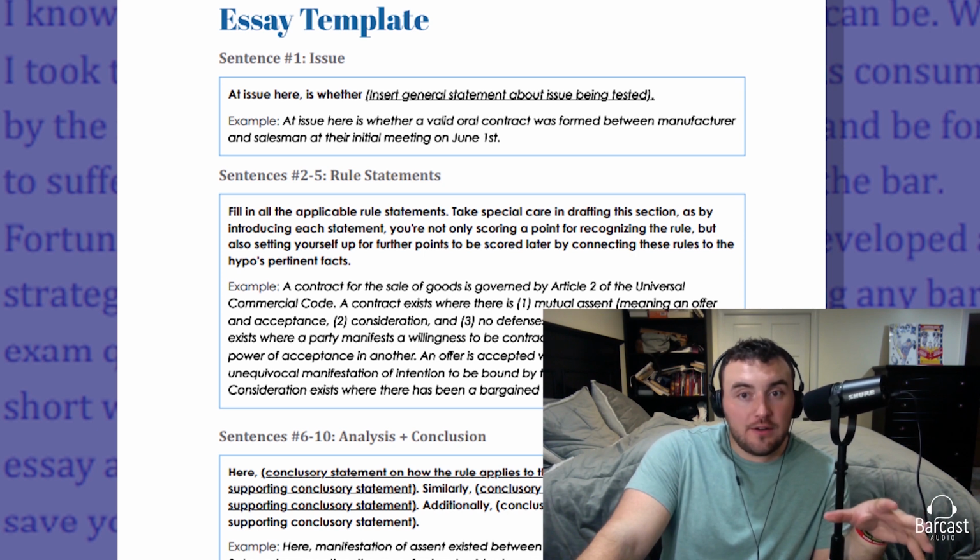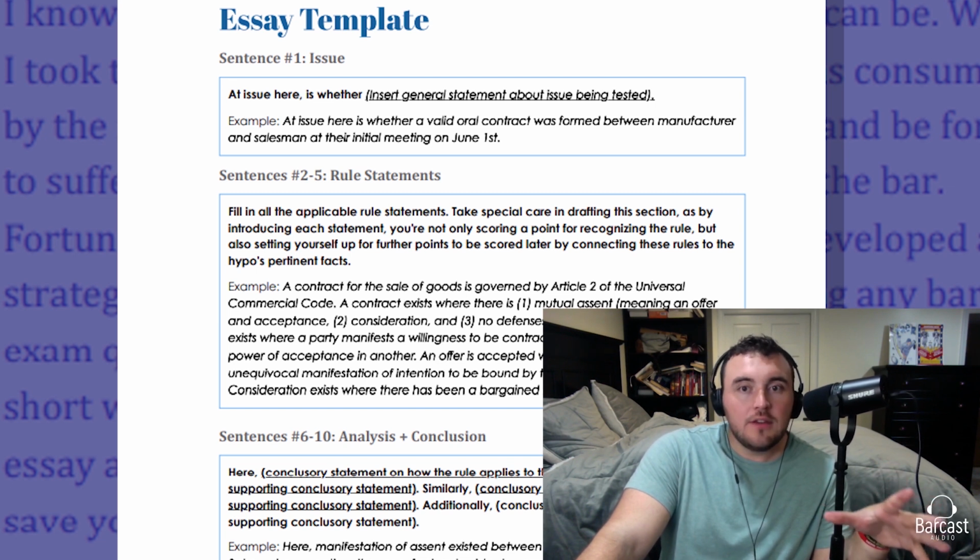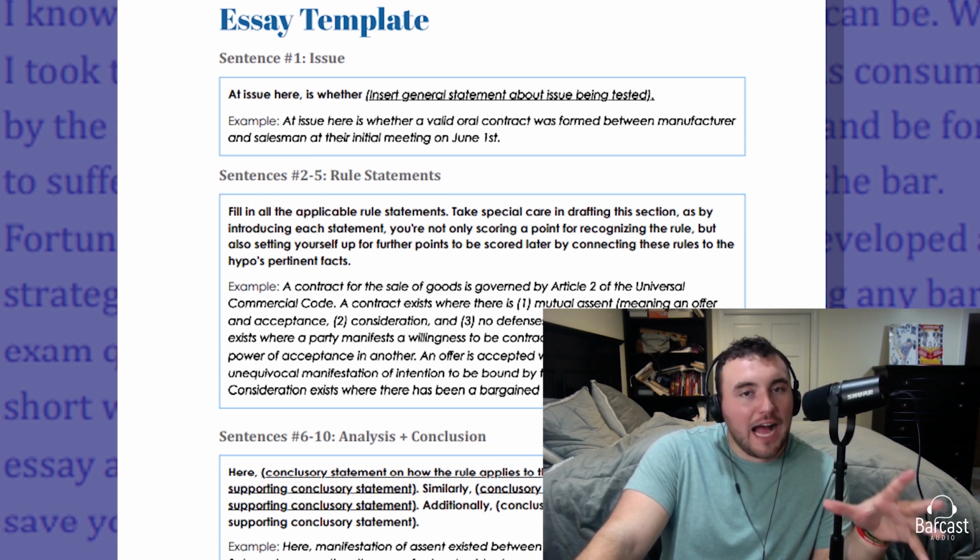At issue here is whether... Insert a general rule statement about what is being tested. Okay. So, for example, in this question, at issue here is whether a valid oral contract was formed between manufacturer and salesman at their initial meeting on June 1st.